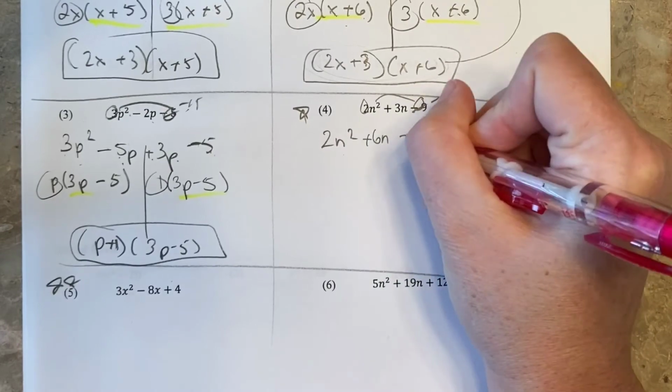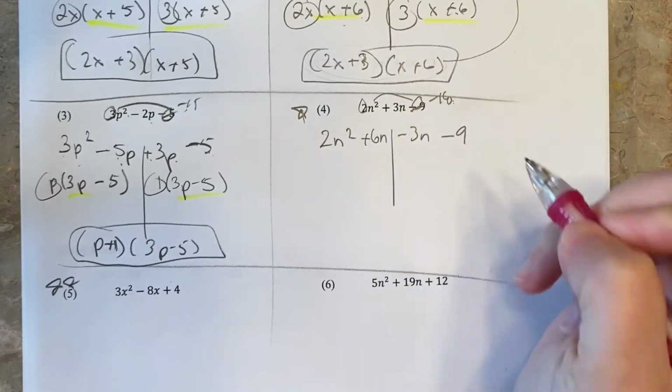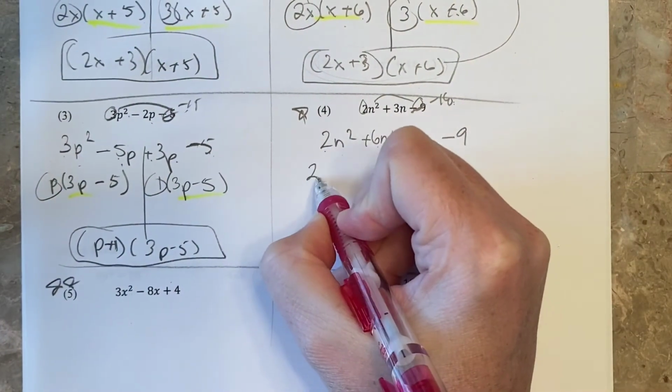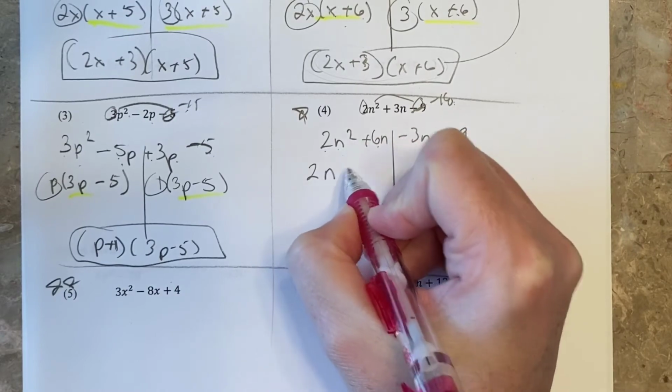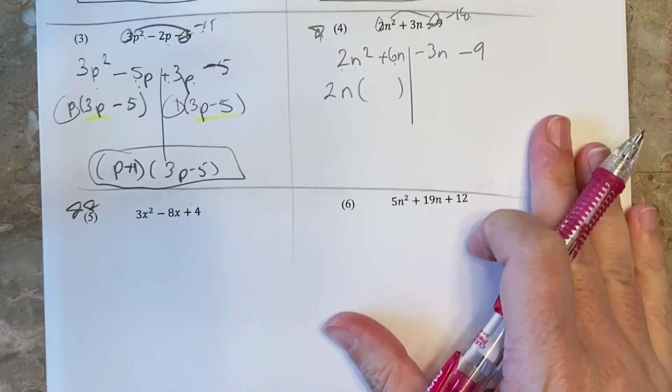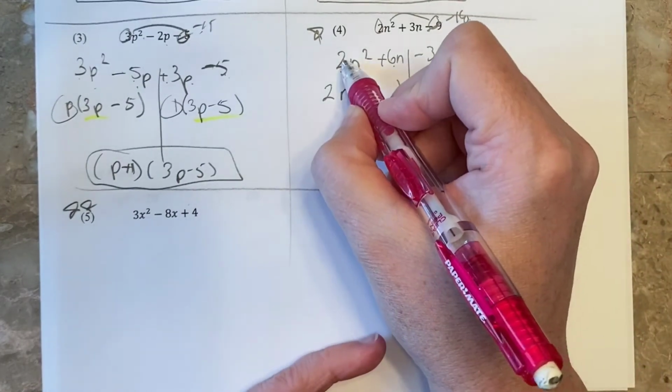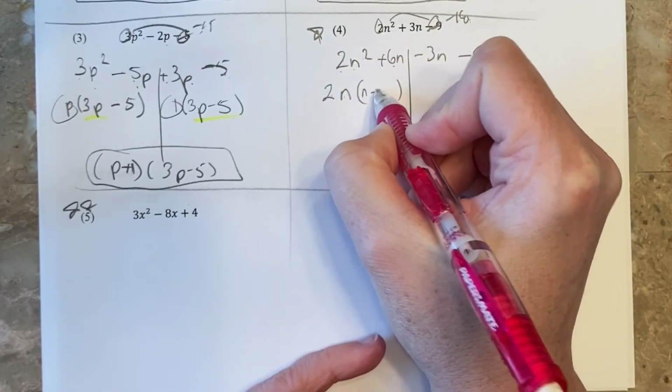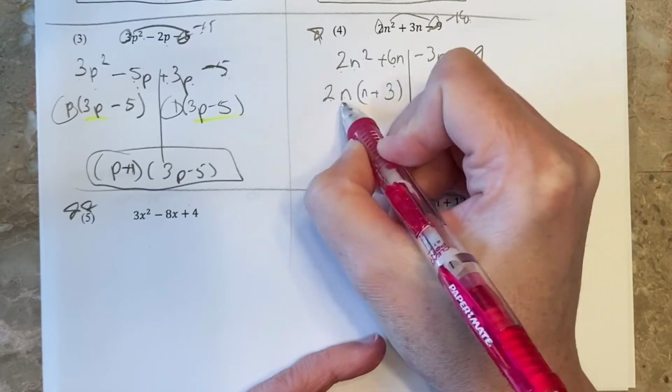So 6 and 3. Okay, over here, 2 and 6. GCF is 2. N squared and n is n. Remember, no showing division. We do not show division when we factor. That's only when we simplify. So 2 divided by 2 is 1. N squared divided by n is n. 6 divided by 2 is 3, and those cross out.